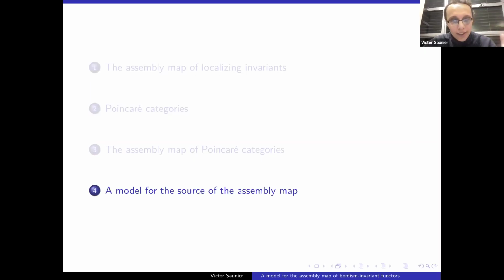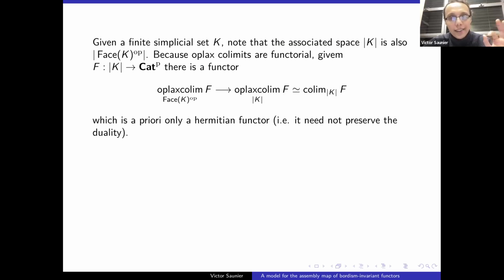Okay, so this was oplax colimit, and now I claim we have everything we need to build a model for the source of the assembly map. Why is this? If you start with a simplicial set, the space associated to it, a Kan complex, is the same as a geometric realization of the poset of faces.